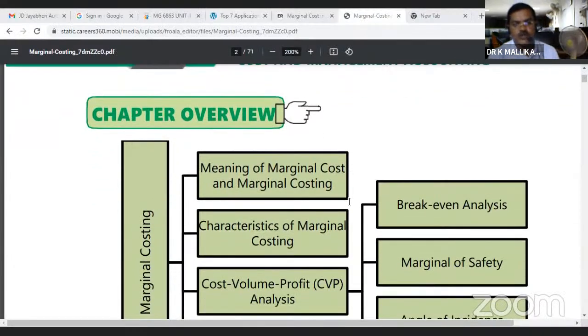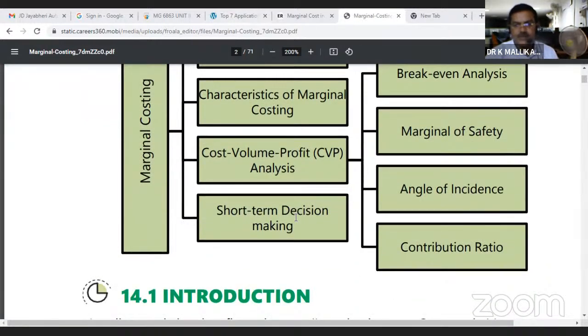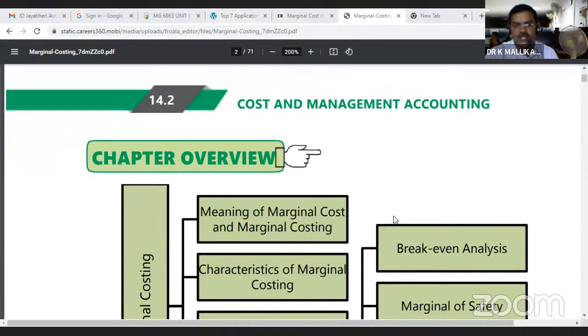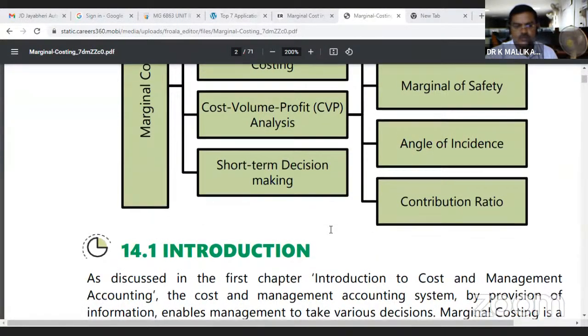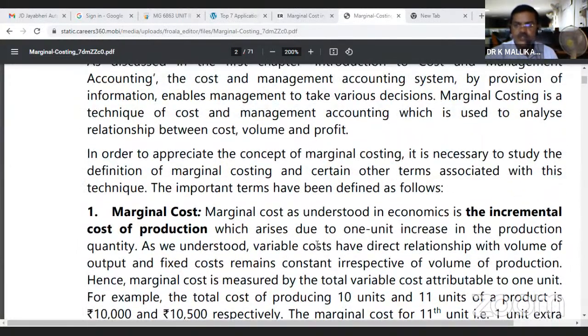So today our topic is marginal costing. What is the meaning of marginal costing? What are the characteristics of marginal costing? And CVP analysis, cost volume profit analysis. What is the decision making for short term as well as long term? We are also going to discuss break-even analysis, margin of safety, angle of incidence, and the contribution ratio. So first, what is the meaning of marginal costing?